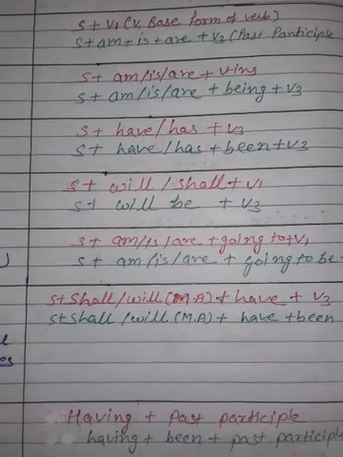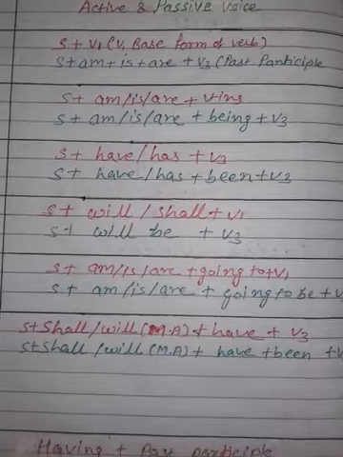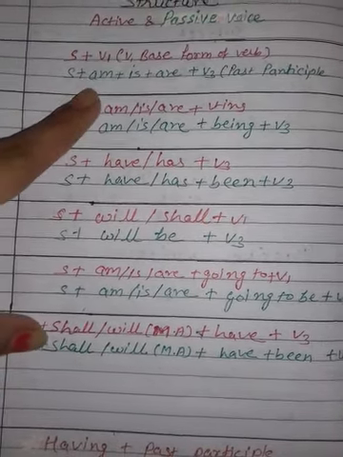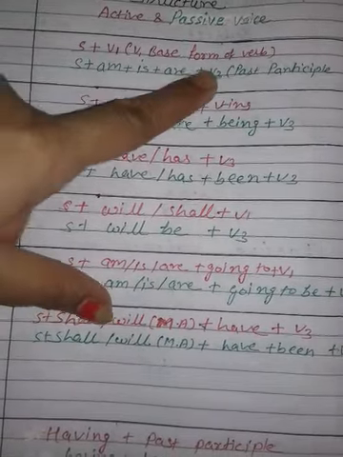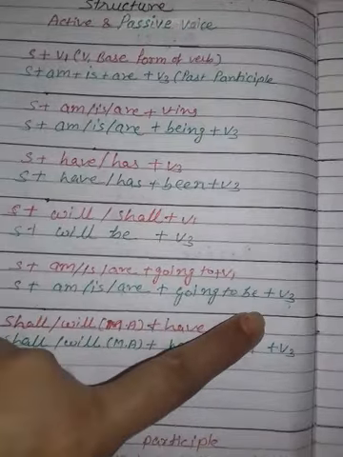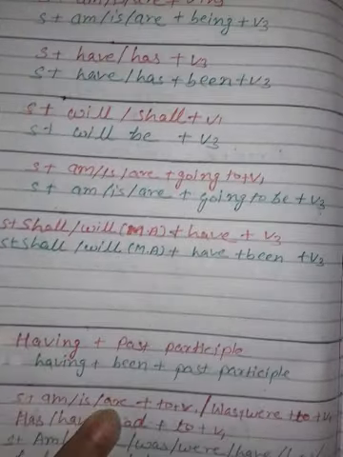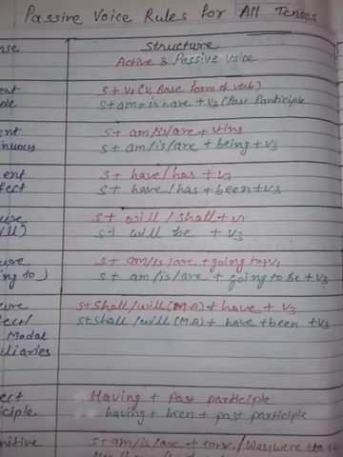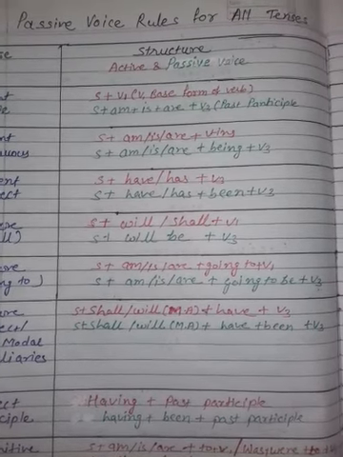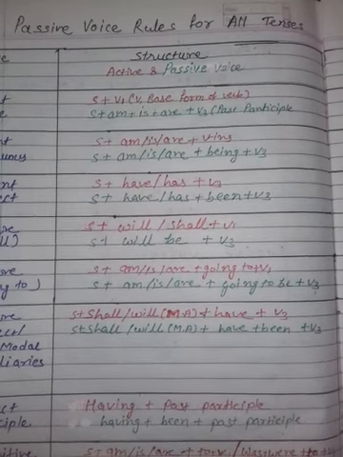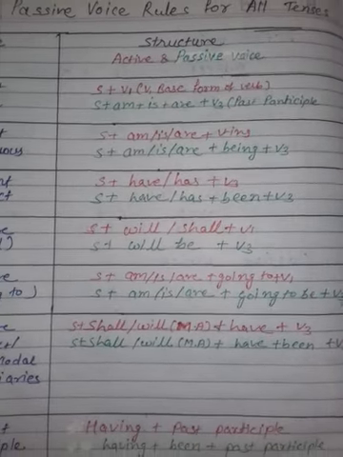So remember, when we change it into passive voice, always remember that we always use the third form of the verb. You can see the third form of the verb everywhere. Okay, so remember this and learn this structure. It is not so hard, it is very simple if you do it by heart.